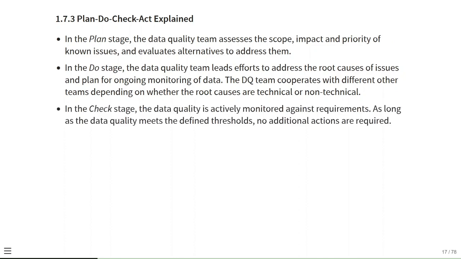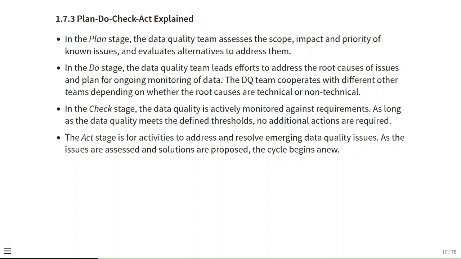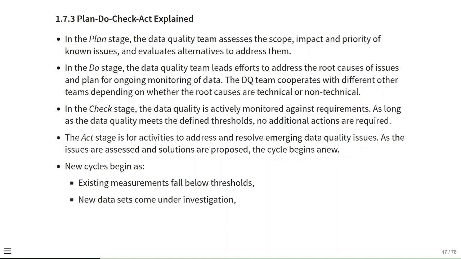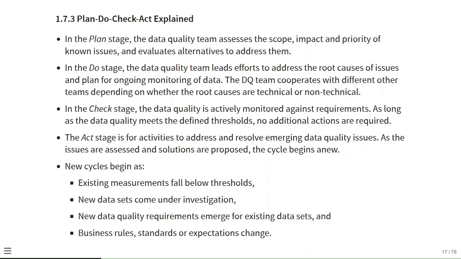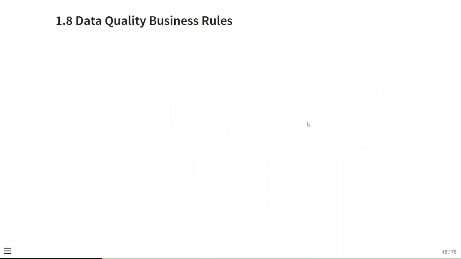In the check stage, the data quality is actively monitored against requirements. As long as the data quality meets the defined thresholds, no additional actions are required. The act stage is for activities to address and resolve emerging data quality issues. As the issues are assessed and solutions are proposed, the cycle begins anew. New cycles begin as existing measurements fall below thresholds, new datasets come under investigation, new data quality requirements emerge for existing datasets, and business rules, standards, or expectations change.